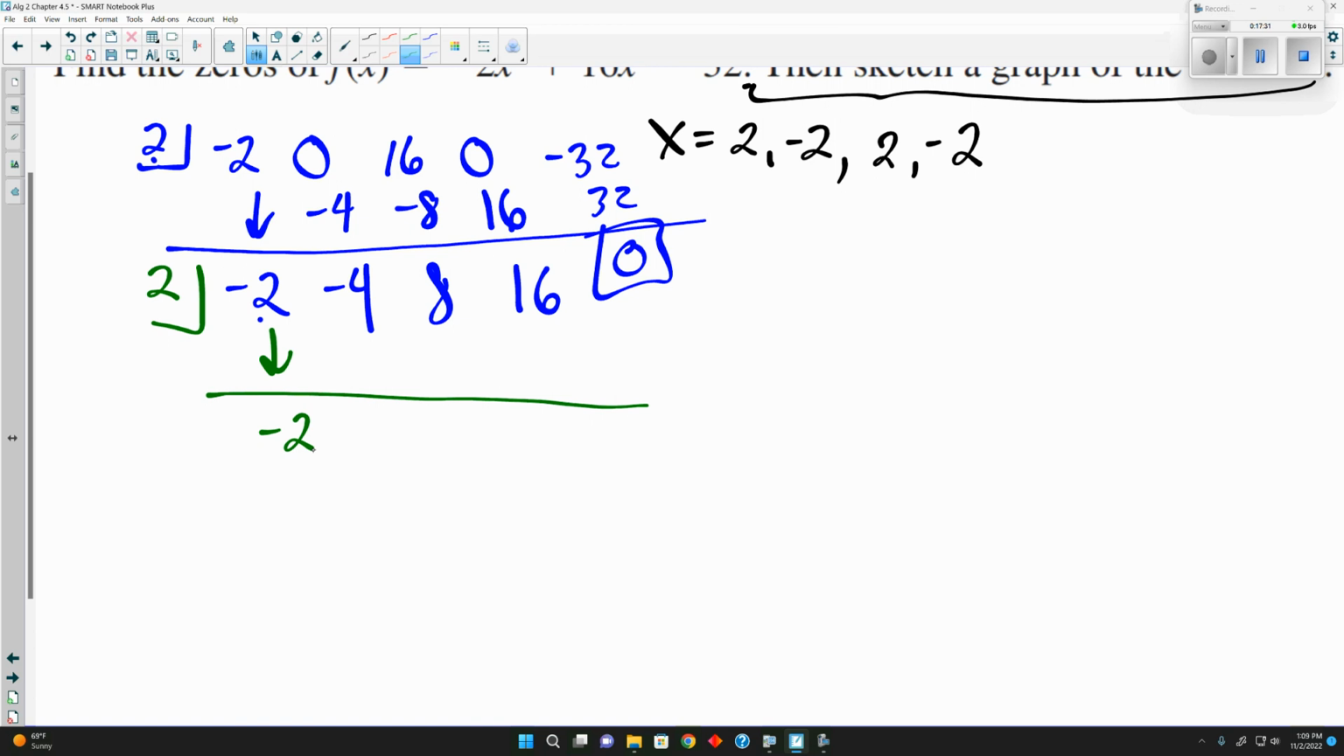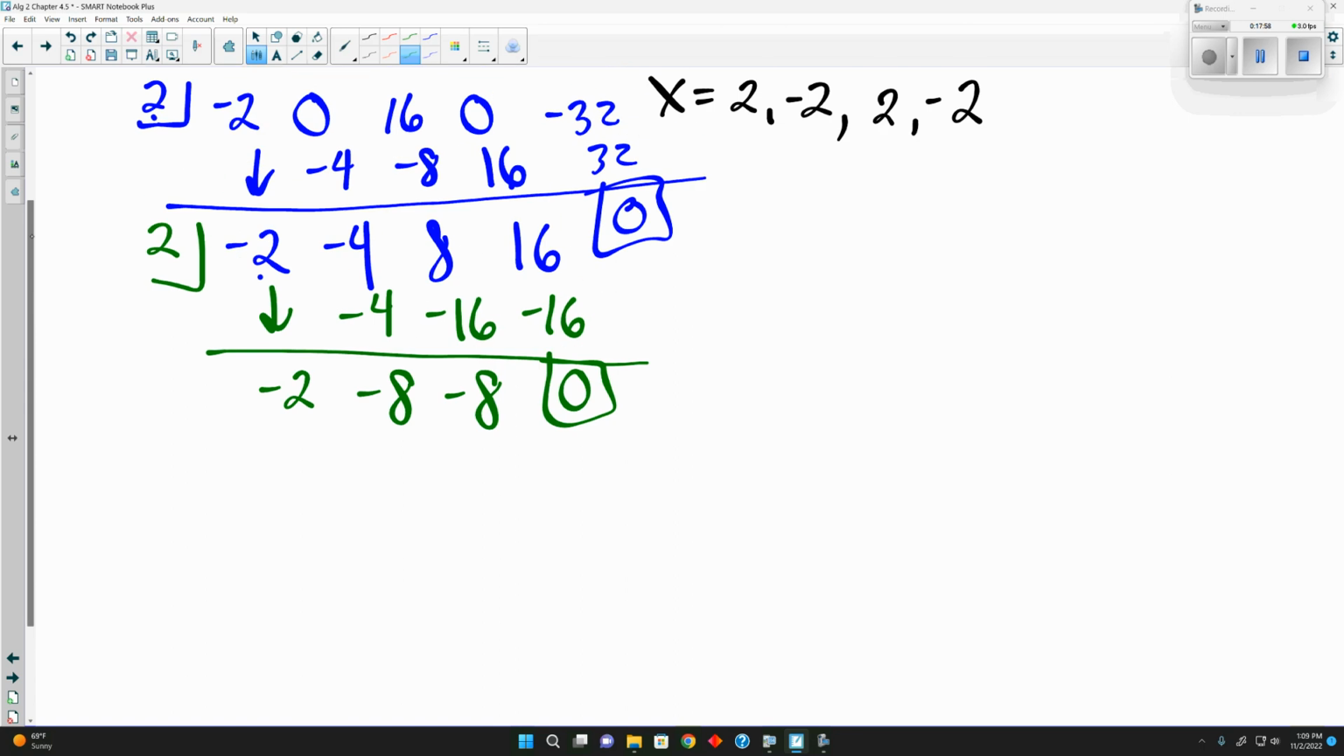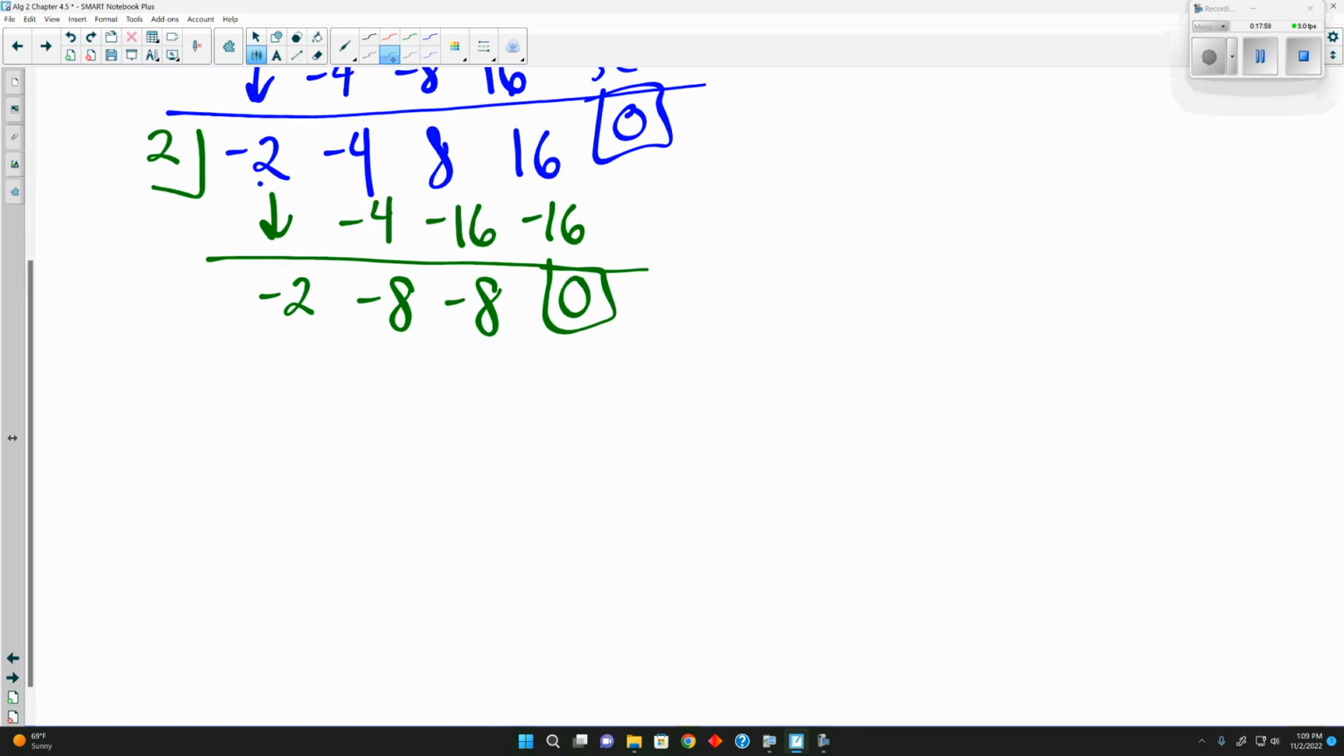Even if it shows up more than one time, it'll still work out. Because if we do 2 times negative 2, we get negative 4. Negative 4 plus negative 4 is negative 8. 2 times negative 8 is negative 16. 8 plus negative 16 is negative 8. And 2 times negative 8 is negative 16, which gives us a 0. So we were able to show that 2 does work twice.